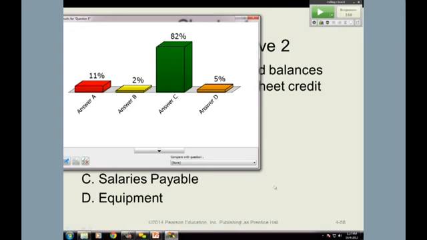All right, so of course, it's salaries payable. If you look at the other choices, is rent revenue a credit or debit? Rent revenue, debit or credit? Credit. For what statement? Income statement. Okay. Insurance expense is a debit, and of course, equipment is a debit on the balance sheet. All right. Okay.